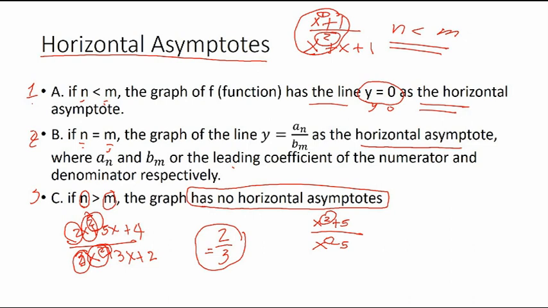Again, kapag mas malaki si exponent ng numerator kaysa denominator, walang horizontal asymptote. Kapag equal, kukunin si leading coefficient. At kapag less than ang exponent ni numerator kay denominator, then meron tayong 0 as the horizontal asymptote, or ang horizontal asymptote natin mismo is the x-axis.